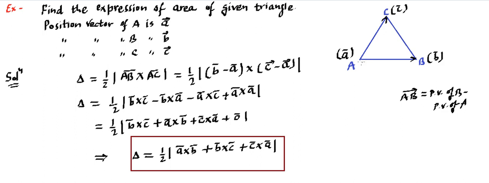Now here A vector is not this AB vector, right? Unlike the earlier case, here these are the position vectors of the vertices. If we know the position vector of vertices, this is the area of a triangle. I hope it's making sense. You can make your notes and understand this.